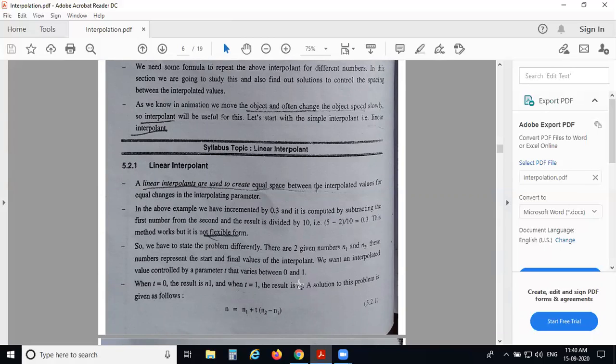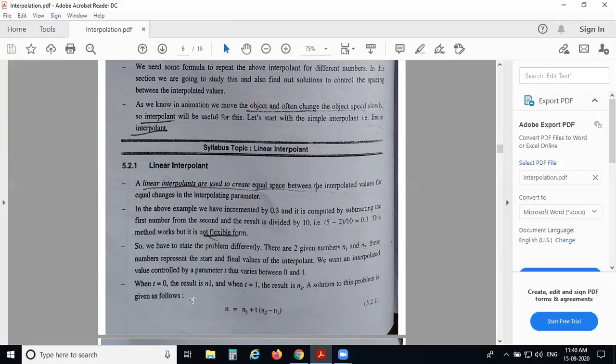Okay, जर इंटरपोलेशनचा पॅरामीटर t घेतला तर सपोज t ची व्हॅल्यू 0 असेल देन रिझल्ट इज n1, म्हणजे हा त्याचा फॉर्म्युला आहे, दॅट इज n इज इक्वल टू n1 प्लस t इंटू n2 मायनस n1. Here n1 means first number and n2 means last number, t means parameter. Okay, so the formula is n is equal to n1 plus t into n2 minus n1.